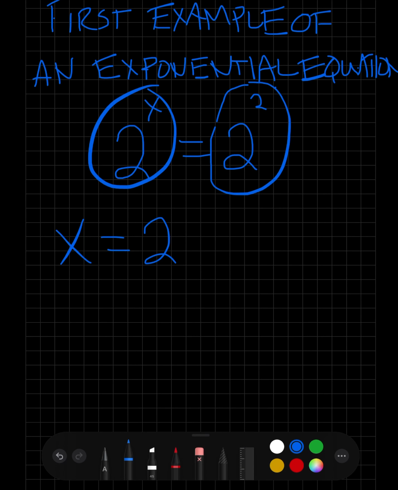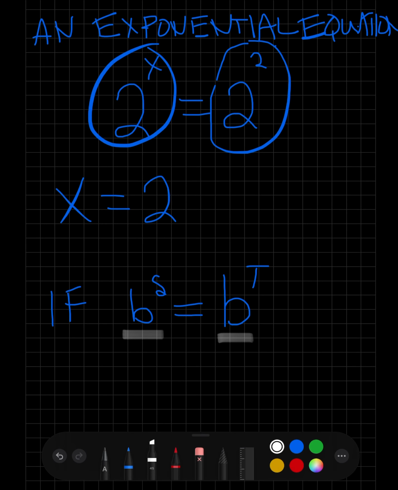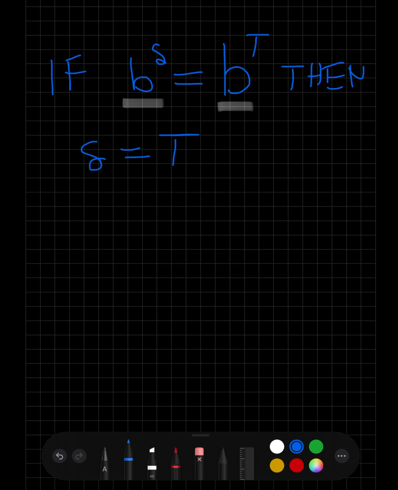This is a property that we can say mathematically in this way. We can say if I have some number b and I raise it to the s power, and that number is equal to b raised to the t power, as long as these b's are the same number, then I know s has to be equal to t. And this is what's going to help us in some basic little examples here. Let me give you a couple to work through.